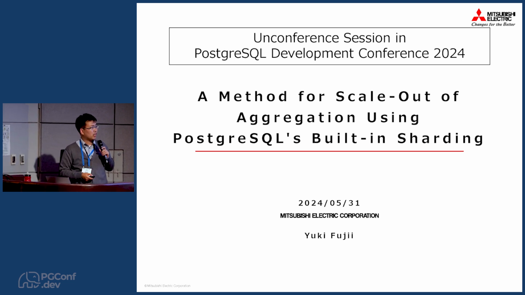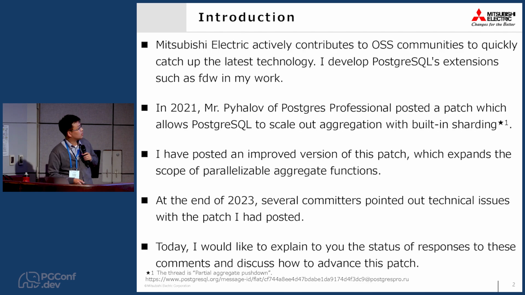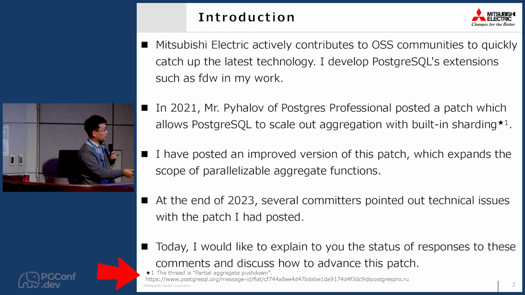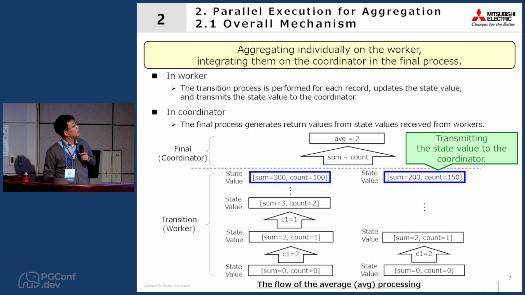I'm Yuki Fujii from Mitsubishi Electric, which is a Japanese manufacturing company. Tomorrow, in the conference session, I want to discuss the patch named partial aggregate pushdown. For getting the attention of many people, today I would like to introduce the overview of this patch. This patch allows Postgres to scale out aggregation based on FDW-based sharding.